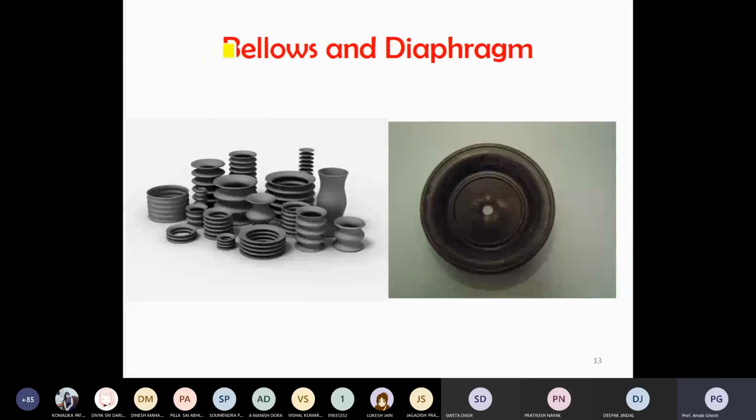Then bellows and diaphragms. All are diaphragms. You can say that if pressure is there, the bellows are moving. Bellows are moving means sometimes they will contract, sometimes they will expand.